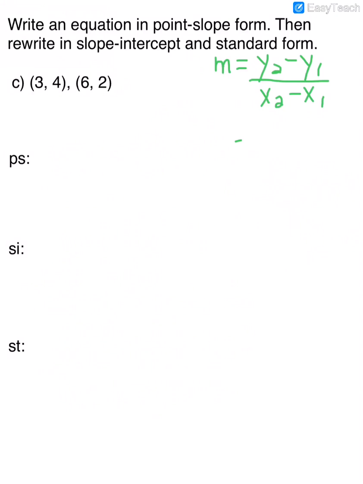Okay, so if I want to find the slope using the line that contains these 2 points, I'm going to plug it into the slope formula. So remember, each point is an x and a y. y sub 2, this is my y sub 2, minus y sub 1, that would be 2 minus 4, over x sub 2 minus x sub 1. So that would be 6 minus 3. All right, so that would give me a -2 over 3. So my slope is -2/3.